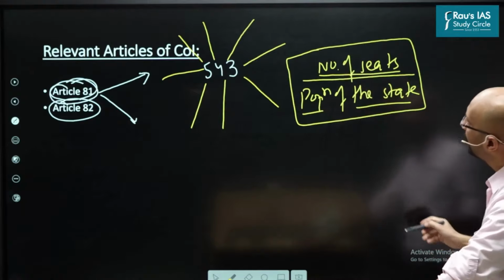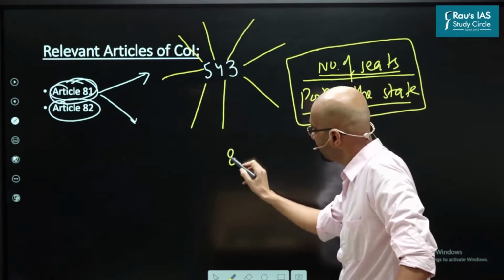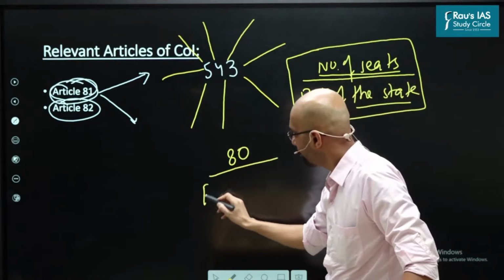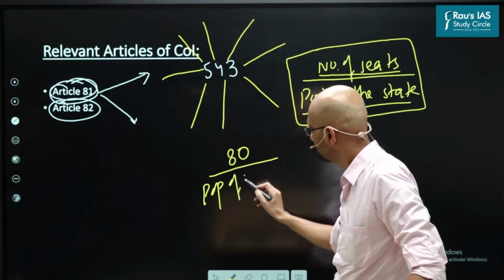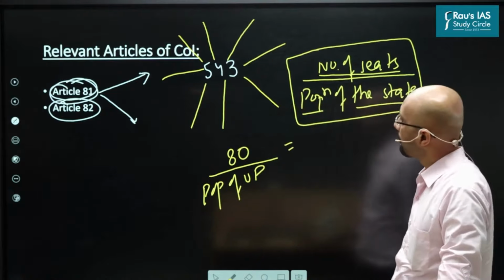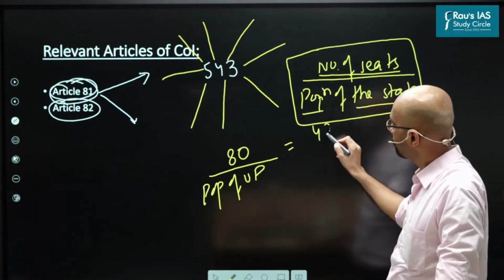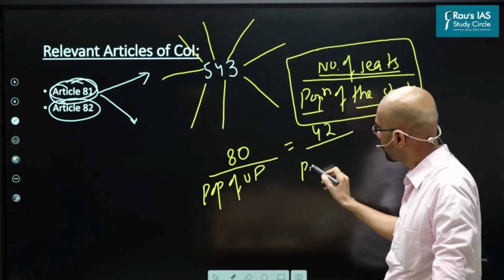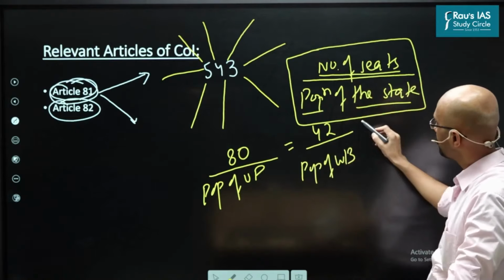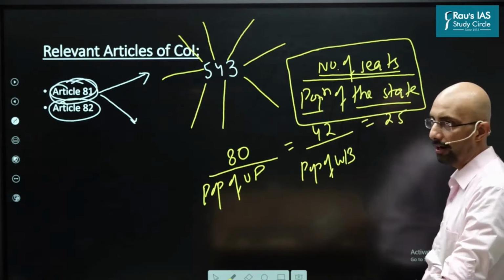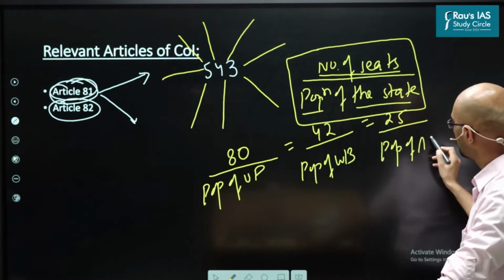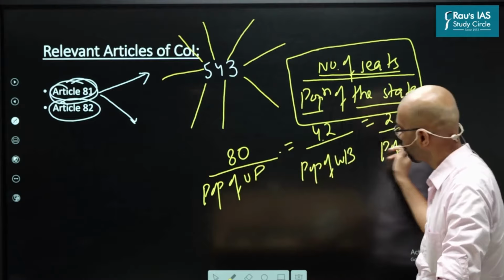For example, let us say if we have given 80 seats to UP in Lok Sabha, 80 divided by the population of UP, this ratio should be equal to, let us say if West Bengal has 42 seats in Lok Sabha, 42 upon the population of West Bengal. Or let us say if Andhra Pradesh has 25 seats in Lok Sabha, 25 upon the population of Andhra Pradesh. This ratio should be the same for all states of India.